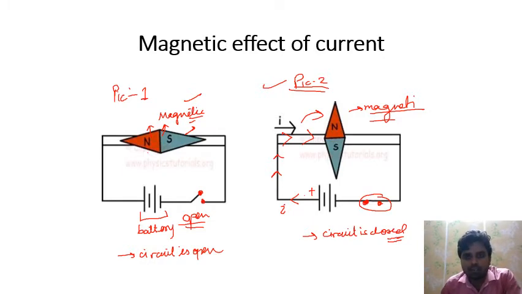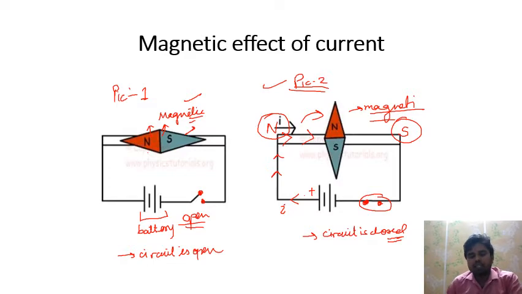So why did this magnet show the movement? What can be the reason? Yes, you are right student. We know that the same polarity of magnets will repel each other, so north pole will repel north pole. So can you think that this side of the wire has developed one pole, that may be a north pole, and this side may have developed a south pole?